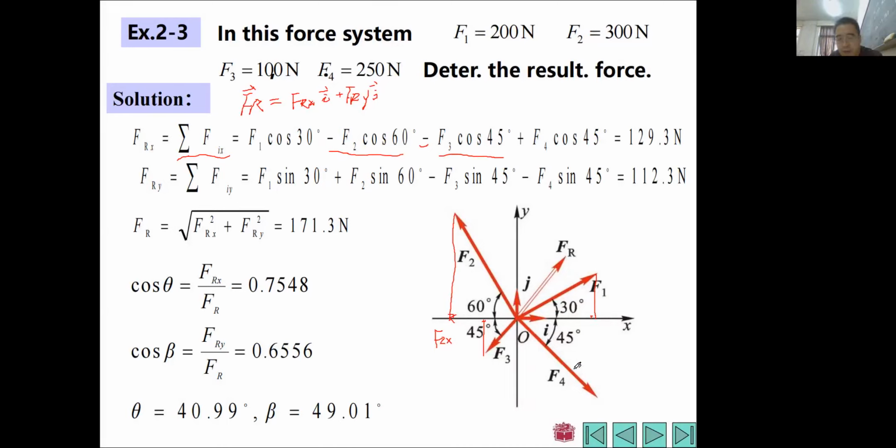And the final one, we have F4. You find it has an intersect angle of 45 degrees with the positive part of the x-axis. We do the projection, and we will find F4x. Its magnitude will be F4 times cosine 45. Because its direction is along the positive direction of x, we give a positive sign here, right?